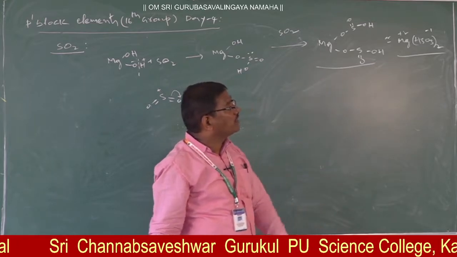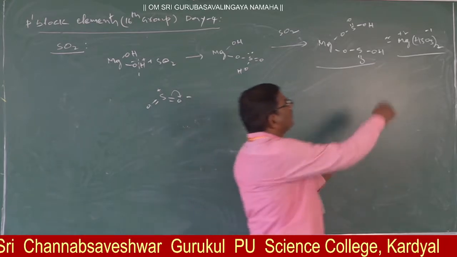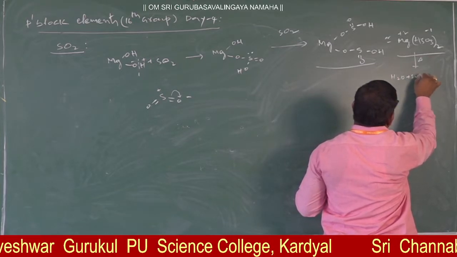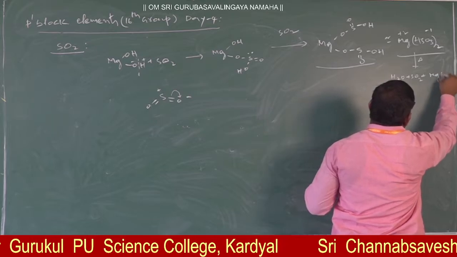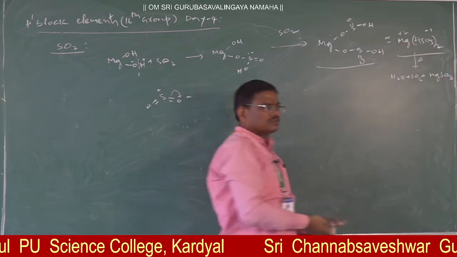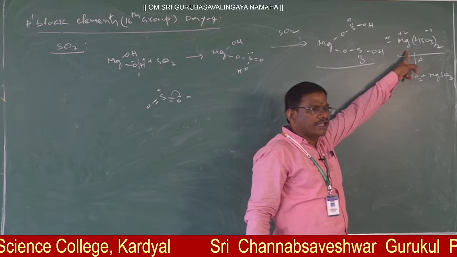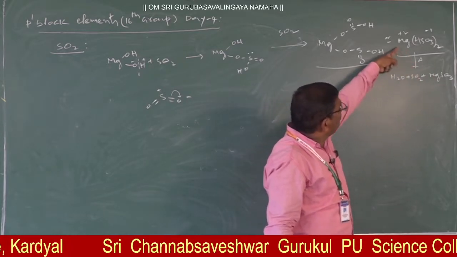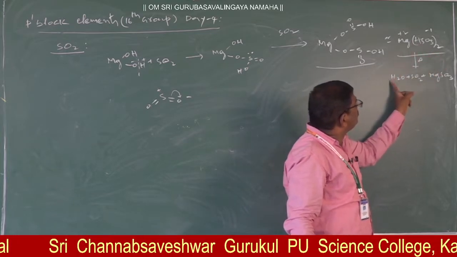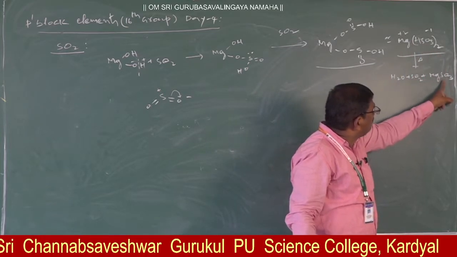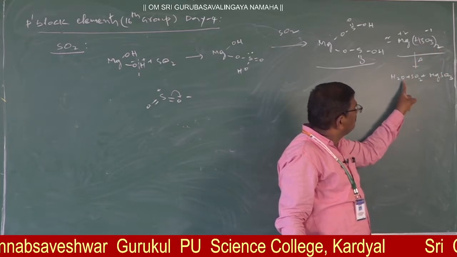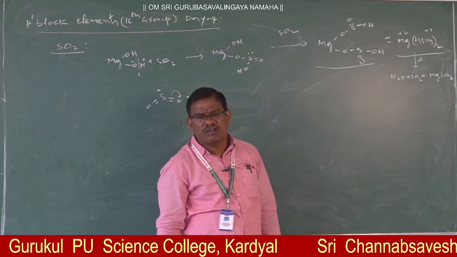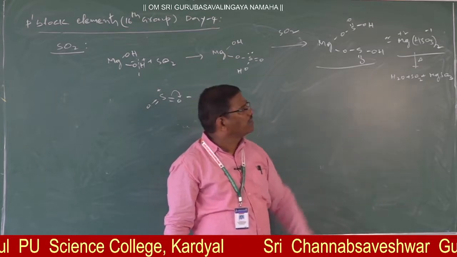That magnesium bisulfite on heating, suppose if you want, gives H2O plus SO2 plus MgSO3. Check once. Magnesium bisulfite on heating gives H2O plus SO2 plus MgSO3. Here one magnesium, two hydrogens, two sulfurs, 2 3s are 6 oxygens, 1 plus 2, 3 plus 3. Clear na? Magnesium bisulfite on heating gives magnesium sulfite.